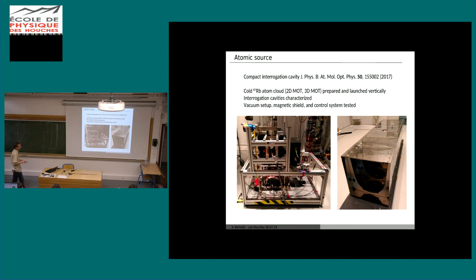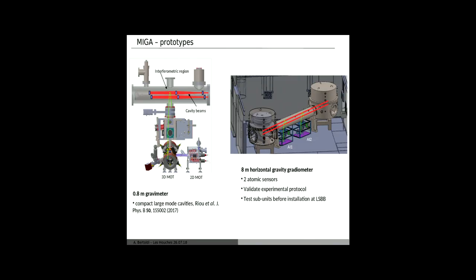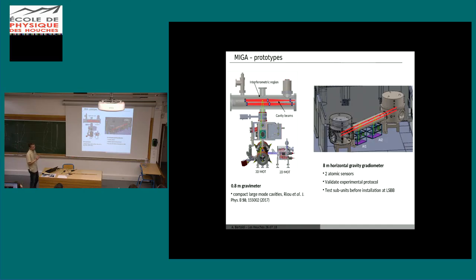This is how it looks. We have the first prototype in Bordeaux. This is a magnetic shield. Looks messy, but we plan to use it. So we are using it right now in a single sensor configuration in order to test the atom interferometer in a horizontal cavity or two cavities. And then we are also building a two sensor configuration to have a gradiometer.